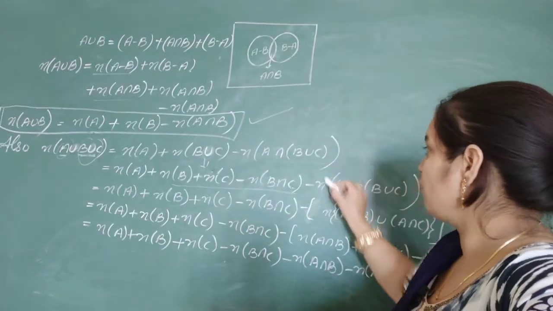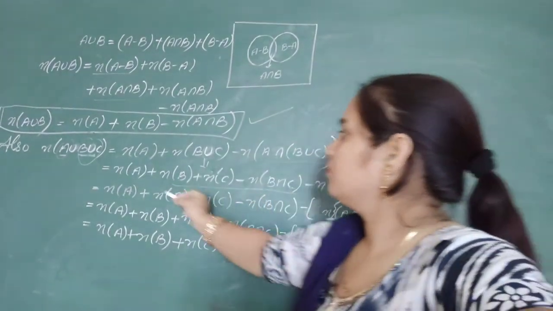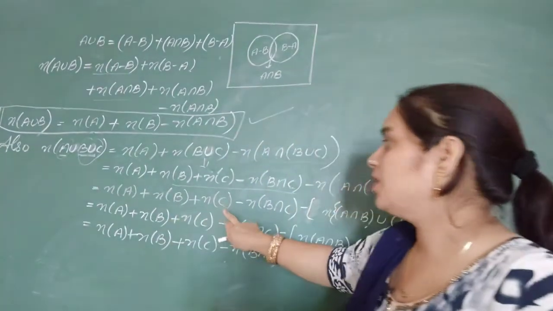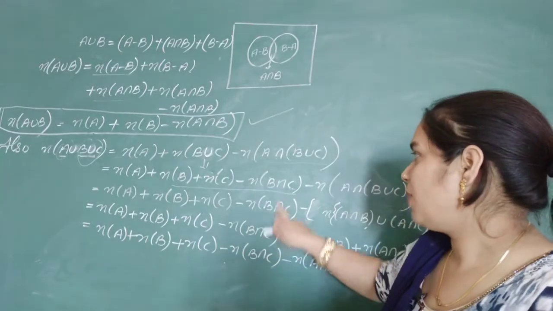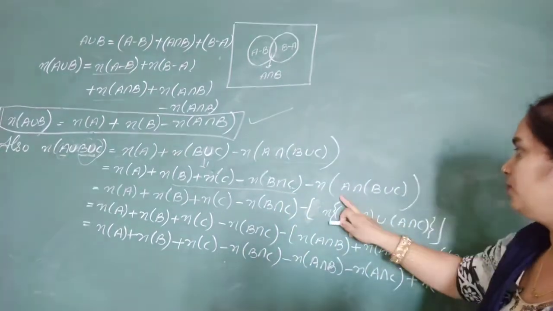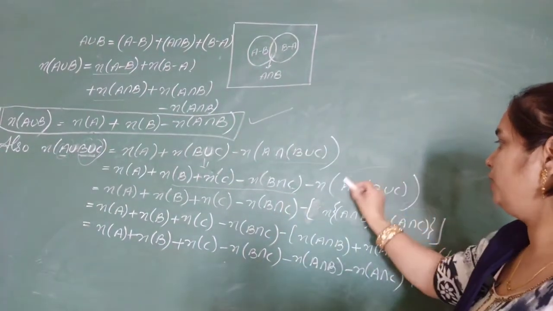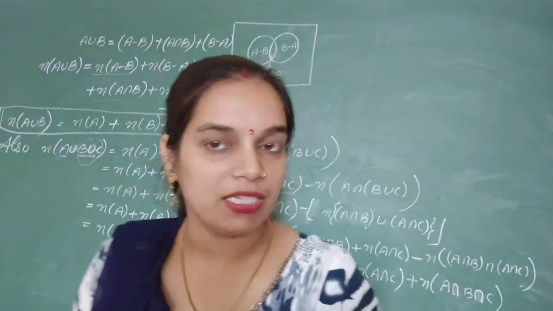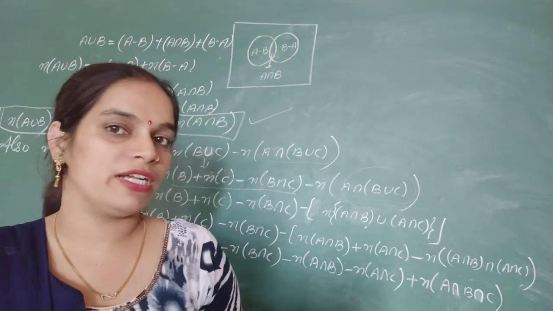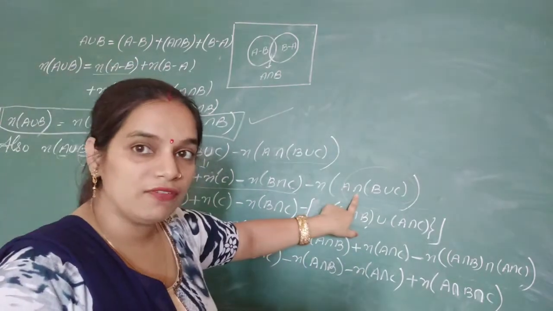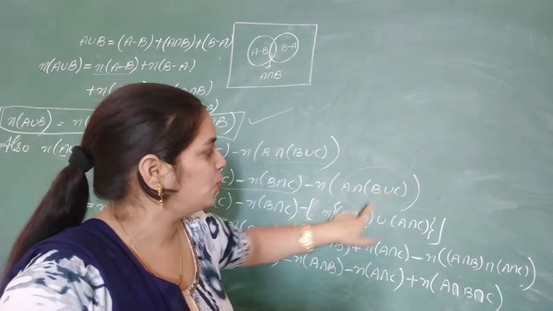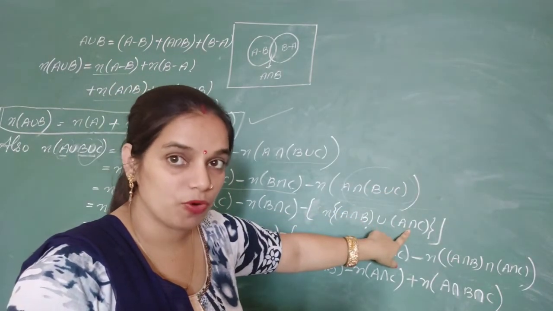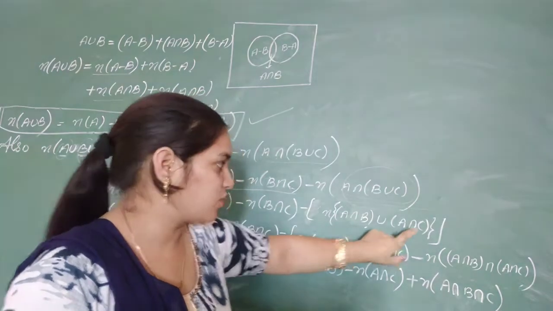Now the last term will be same. There is the number of elements in set A, the number of elements in set B, the number of elements in set C, minus this is same. Here we will apply the distributive property for union and intersection. According to that, we can write A intersection B union C as A intersection B union A intersection C. This is the distributive property for union and intersection.